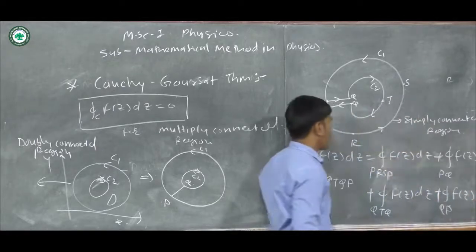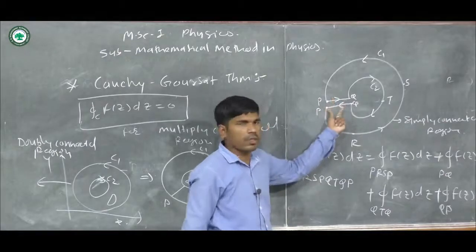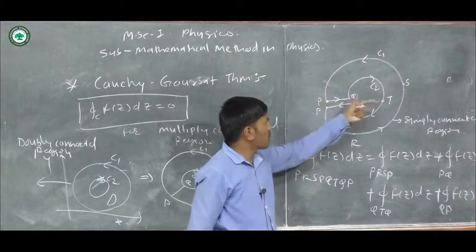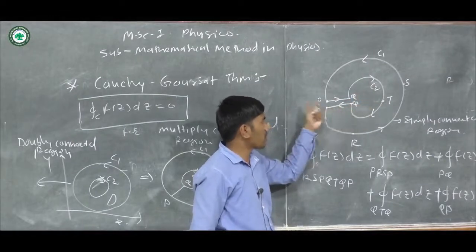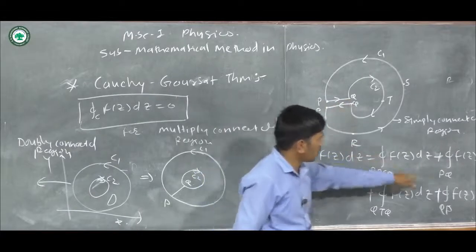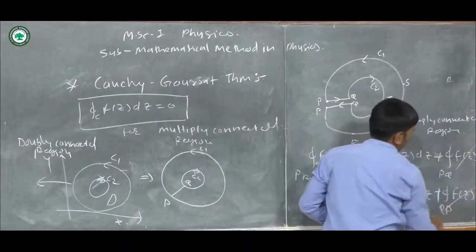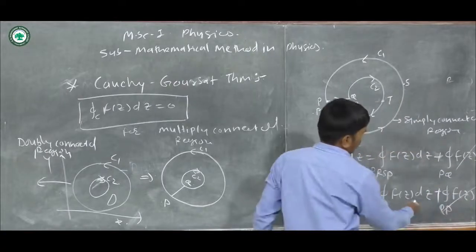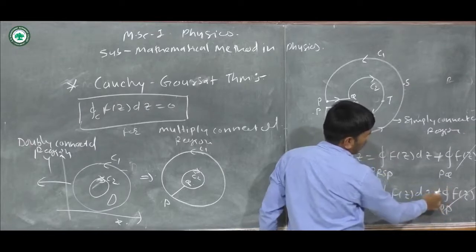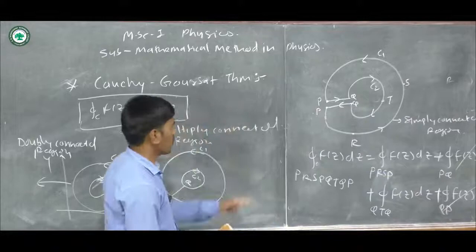Now if you observe, P to Q and Q to P are opposite in direction. Suppose this is the x direction, so this is positive x and this is negative x. So we can cancel P to Q and Q to P. If we write the integral over PQ, here there is a minus sign. So these two terms cancel.